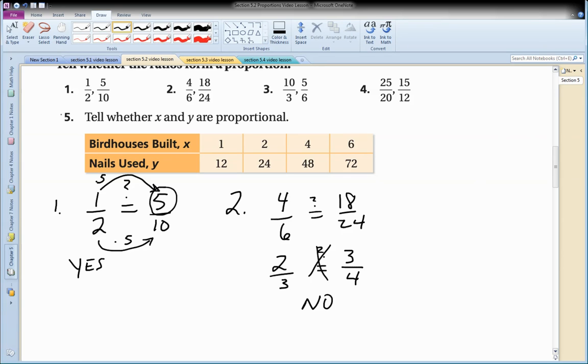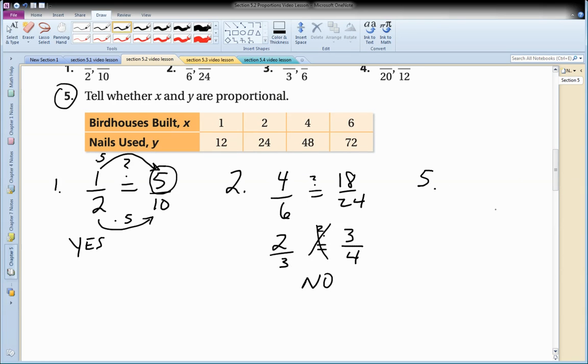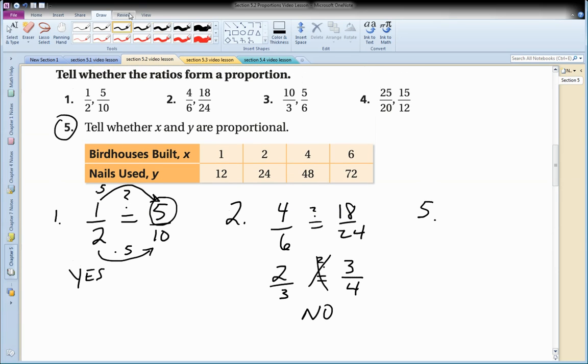All right. And I want to jump down to number 5. How can you tell if X and Y are proportional? I can work out this problem right on the table. You want to know, can I go from 1 to 2 and 12 to 24? And you can. You multiply by 2. So these two ratios are proportional. Let me check the second one and the third one. If I multiply that by 2, that works. Multiply this by 2, that works. So now I have 3 ratios that are proportional.